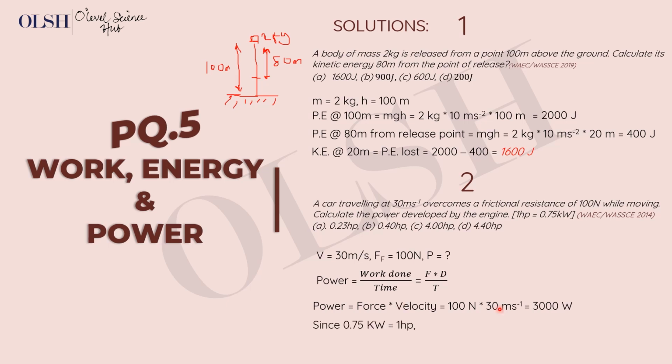So since our answer is supposed to be in horsepower, we have 1 horsepower to be 0.75 kilowatts. So we convert it to horsepower from the kilowatts or the watts. What we do here is simple. Since 0.75 kilowatts is 1 horsepower, 3000 watts will be 3000 times 1 horsepower divided by 0.75 kilowatts. If we simplify that, of course we're going to have 4 horsepower. So that's it for question number 2.